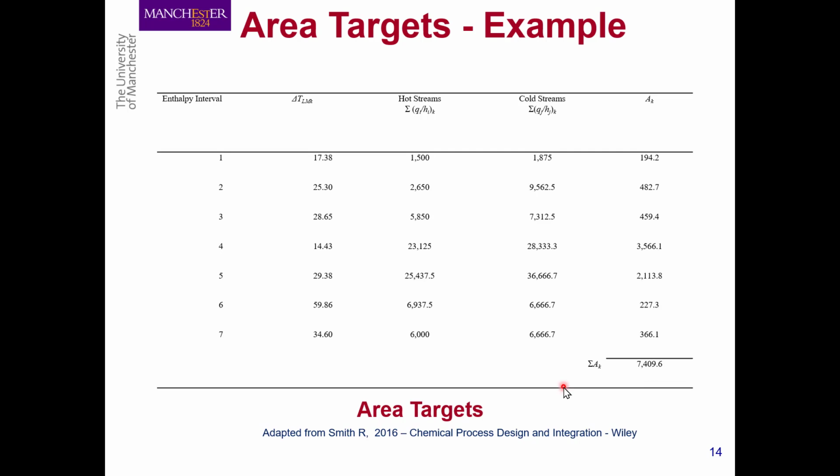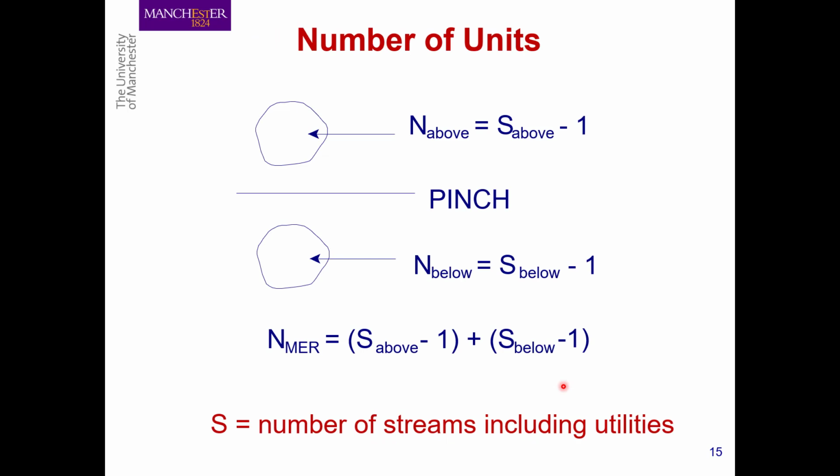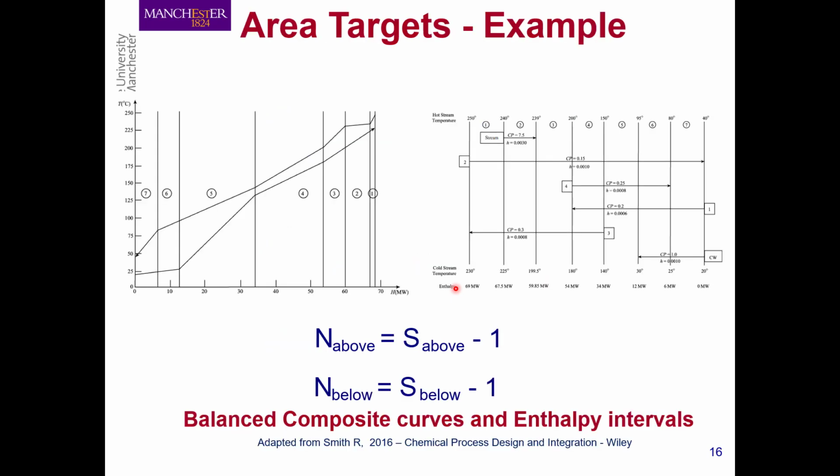So the next thing after the area target is the number of units. We can also call them the number of enthalpy intervals, because for each enthalpy interval, we have one unit that needs to exchange heat among all the streams involved in that interval. So we can find the number of enthalpy intervals above the pinch and below the pinch. If we look at the number of streams above the pinch and subtract one from it, it gives you the number of units above the pinch, and similarly, we can calculate the number of units below the pinch.